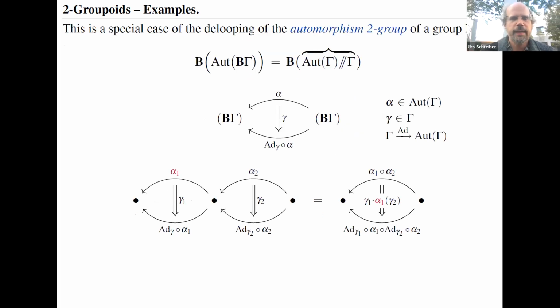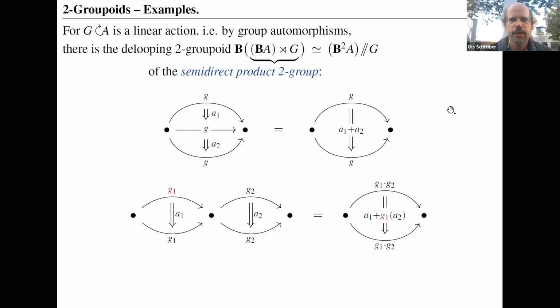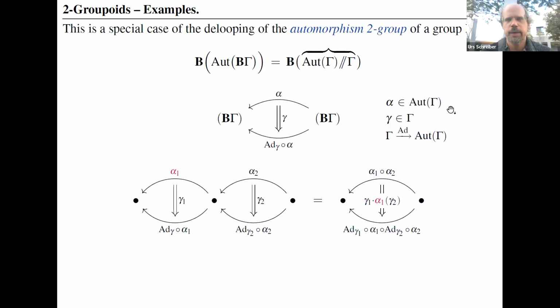So this is actually a special case. I'm just going to focus on this special case in the coming examples, but maybe just to highlight that this semi-direct product group here is a special case of a general construction that some authors, including us some years ago, called the automorphism 2 group of group gamma. I suppose this goes under different names too.